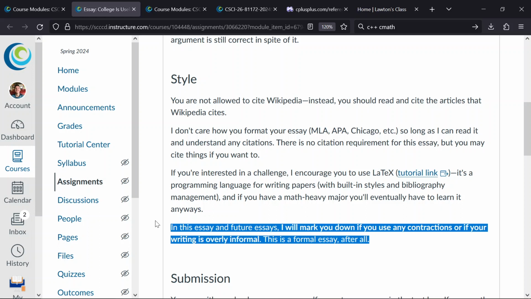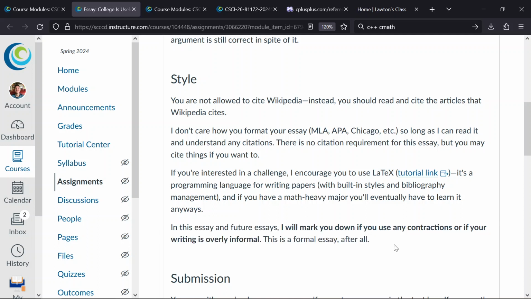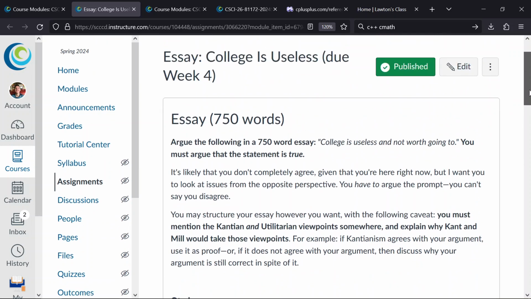The one thing I also want to say finally before we end is that in this class, you are writing formal essays. I will mark you down if you use any contractions. This is something my English professors drilled into me, and I am just forcing you to do it too. I will mark you down if you use any contractions or you speak very informally in your writing, like you are talking to a friend. This is a very formal essay, so I will mark you down a little bit if you speak informally. That is my warning to you.